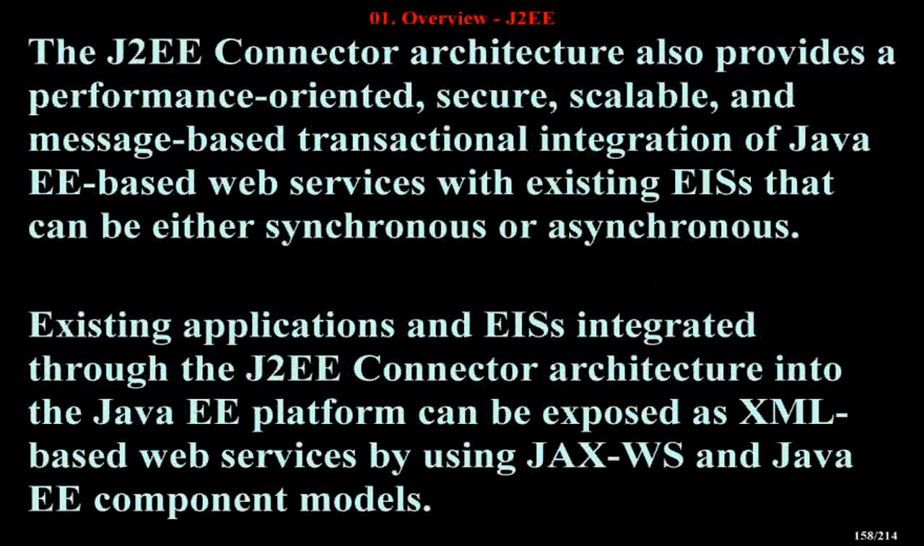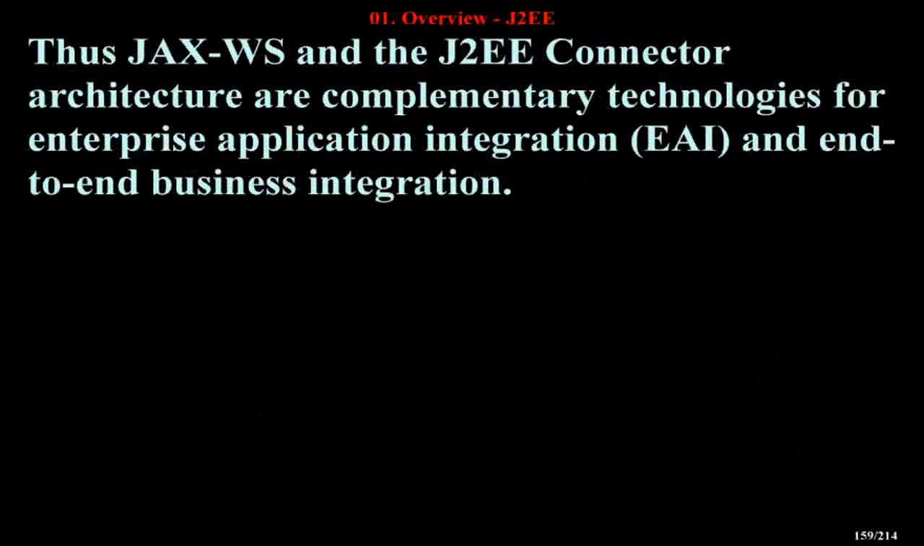The J2EE Connector architecture also provides a performance-oriented, secure, scalable, and message-based transactional integration of Java EE-based web services with existing EISs that can be either synchronous or asynchronous. Existing applications and EISs integrated through the J2EE Connector architecture into the Java EE platform can be exposed as XML-based web services by using JAX-WS and Java EE component models. Thus JAX-WS and the J2EE Connector architecture are complementary technologies for enterprise application integration EAI and end-to-end business integration.